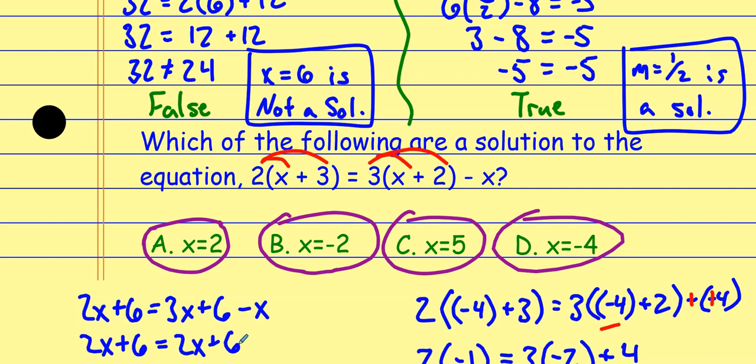So wouldn't every x value, no matter what I pick, work? Because they're equal to each other even before I replace the x, okay? And so that's kind of what happens here. But again, just plugging things in and testing to see if I get a true statement, all right?